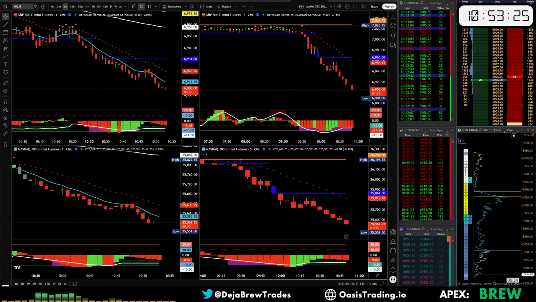Five-minute high is still being protected every single candle here. No change in structure.